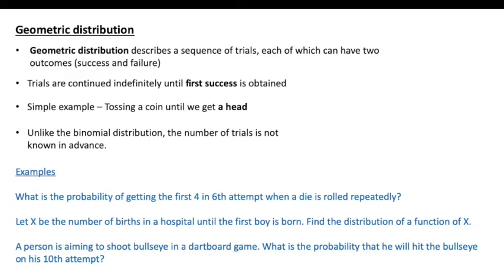A person is aiming to shoot a bullseye in a dartboard game. What is the probability that he will hit the bullseye on his 10th attempt? So meaning on the 10th attempt he already got a bullseye. The first 9 he didn't get anything, it's the complement of the outcome of the 10th attempt. If the probability of getting a bullseye is, let's say, 0.1, then for the first 9 he's only getting 0.9, which is the complement, not getting the bullseye. I hope this is clear. Let's have a look at the next slide.